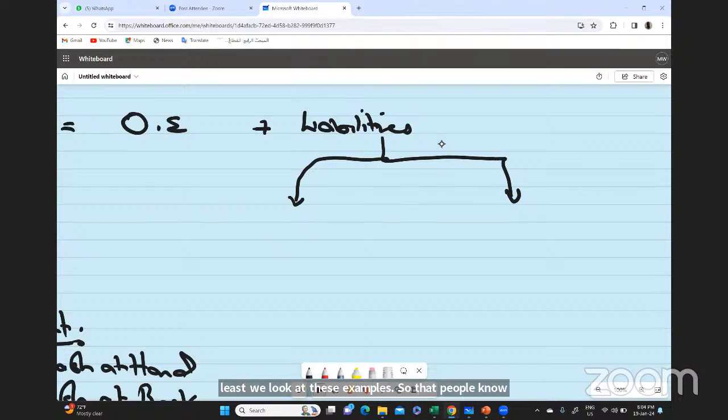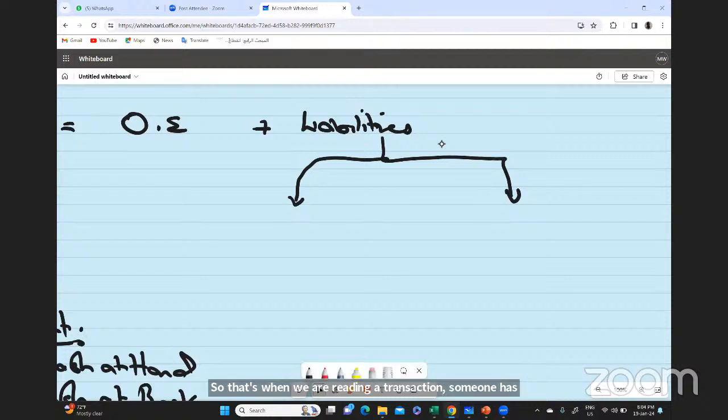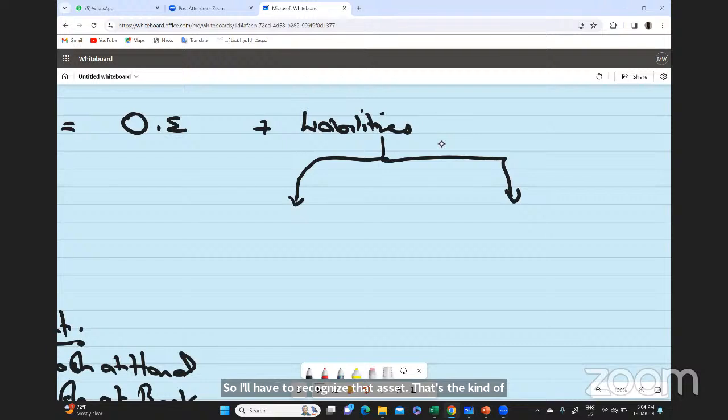Are we okay with assets? We are okay with assets. So someone can read a transaction and say, oh, this transaction is giving rise to an asset. That's the reason why we are looking at them. When we are reading a transaction, someone says, oh, this transaction will give rise to an asset, so I'll have to recognize an asset. That's the kind of interpretation that we are going to be doing.